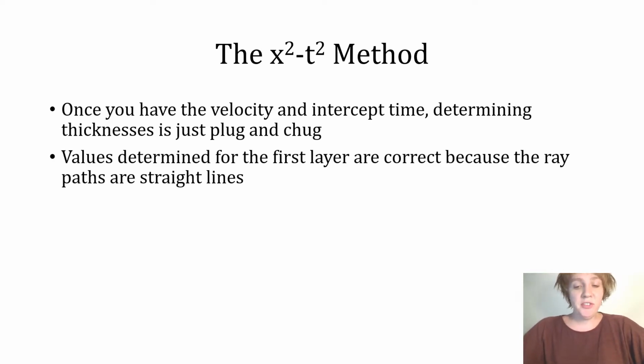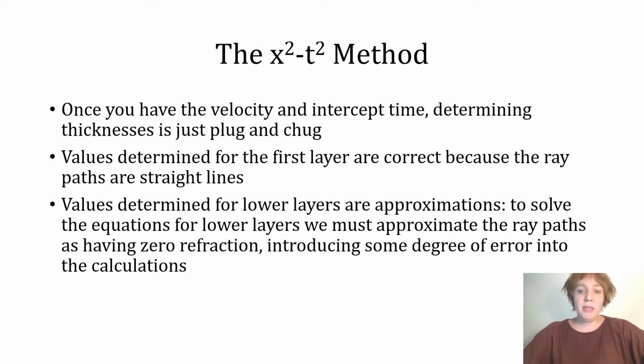The values determined for the first layer are going to be correct because the ray paths through this layer are straight lines. But for deeper layers, they're really only approximations, and that's because refraction will happen at the interface, either towards the normal or away. Reflection can actually see both. And in the x squared t squared method, we typically run the numbers as if no refraction occurred. So obviously there's going to be some error in our data, but assuming that the reflection angles were fairly steep, you're not going to have a lot of refraction, and you will have a pretty good approximation to those deeper layers, even if the velocities and depths aren't quite exact.